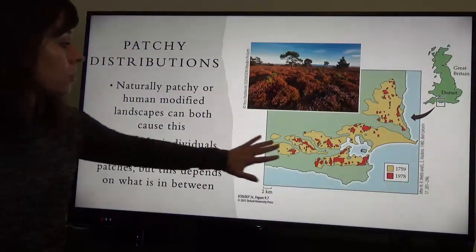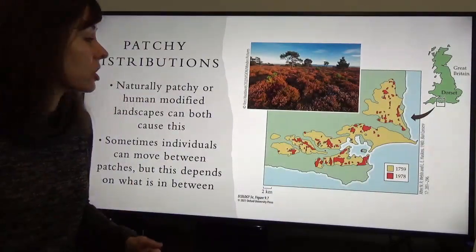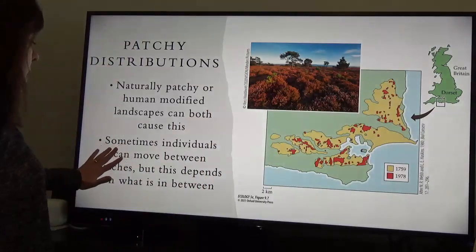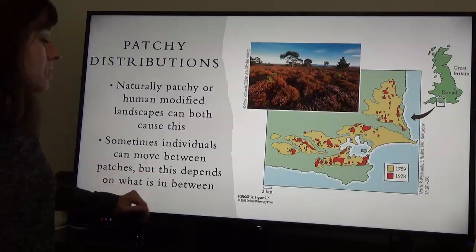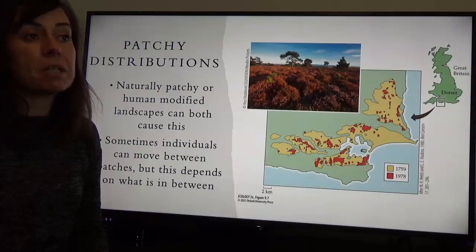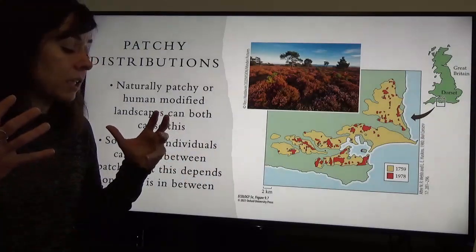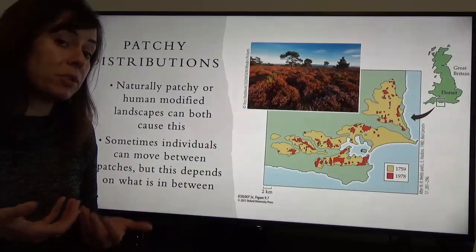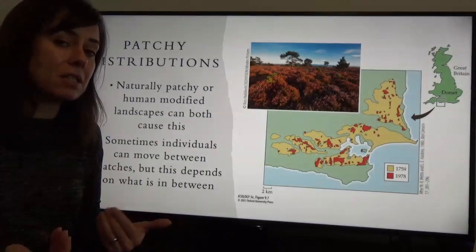And so this is going to be a focus of a lot of our discussion today: these patches, and the movement of individuals amongst those patches. Sometimes individuals can move between patches, but this depends on what is in between. In a naturally fragmented landscape, it may be the case that whatever is in between the patches is amenable to moving through. Very often in human modified landscapes, this isn't always the case.